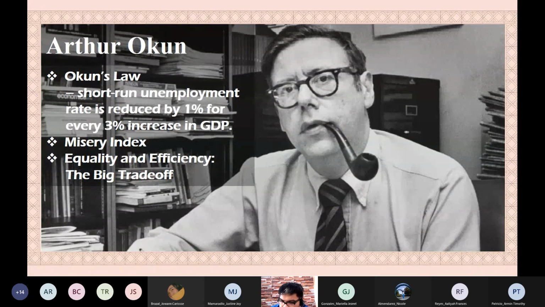And si Arthur Okun. He formulated Okun's law, which states that short-run unemployment rate is reduced by 1% for every 3% increase in GDP. He is also known for the Misery Index and the book Equality and Efficiency, The Big Trade-Off.